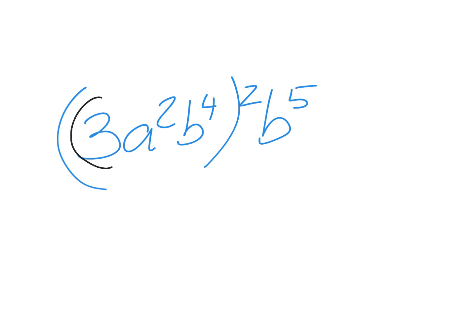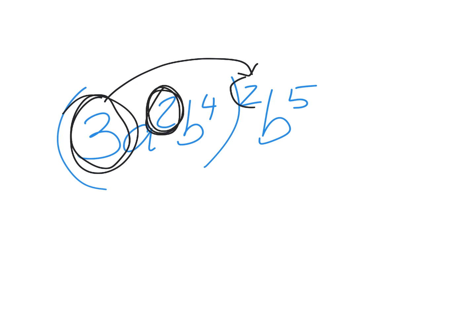So here's what you do. First off, don't forget to square the 3. Tons of people get so worried about the other numbers, they forget that the 3 has to get squared. Then this a squared gets squared, but these just get multiplied. So you go a to the 2 times 2. And then last, this b to the 4th and the 2nd have to be multiplied. It makes b to the 8th.